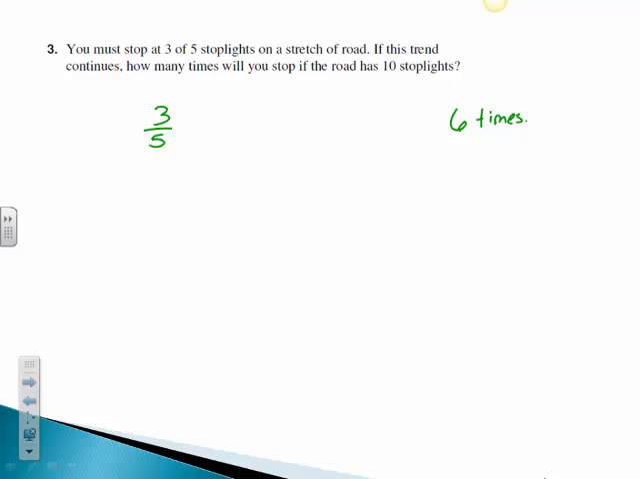If this trend continues, how many times will you stop if the road has 10 stoplights? Okay, so 3 out of 5 stoplights on a stretch of road will make you stop. So 3 out of 5 of 10.